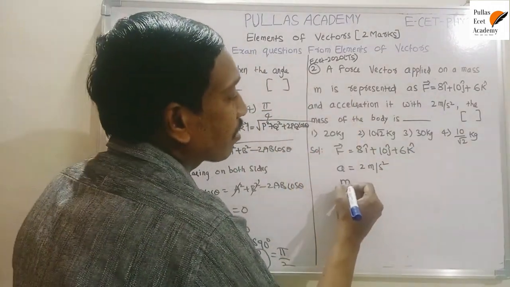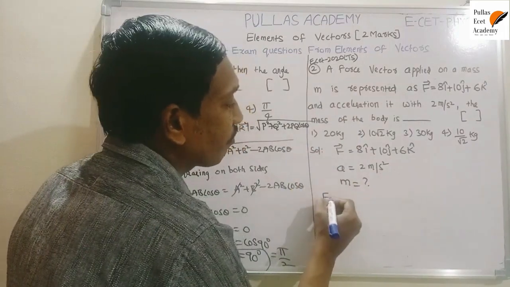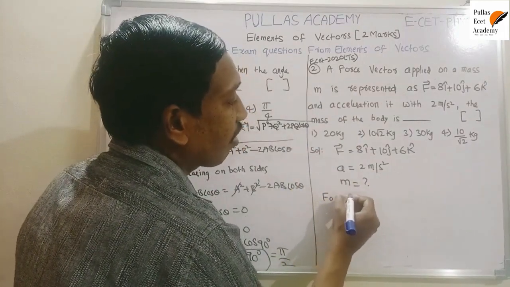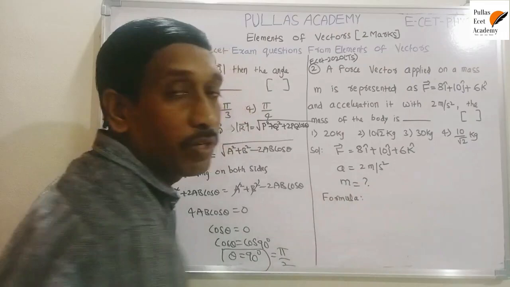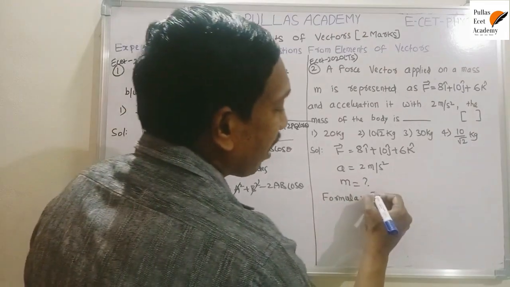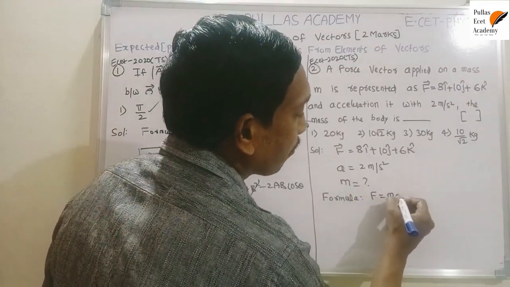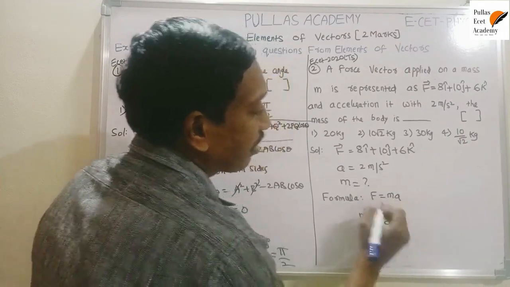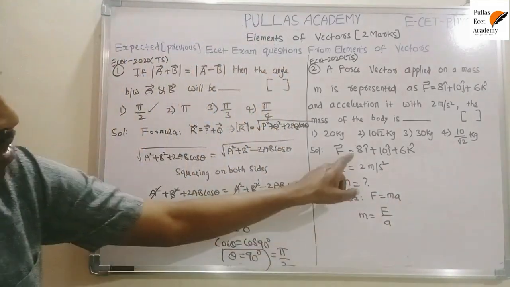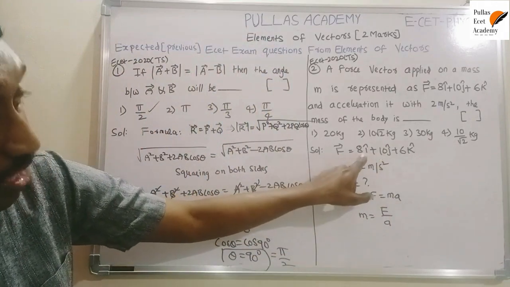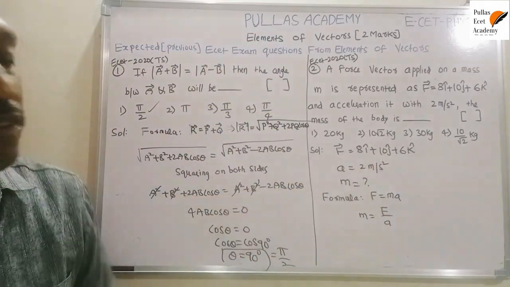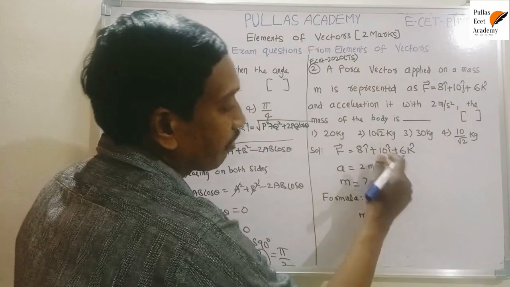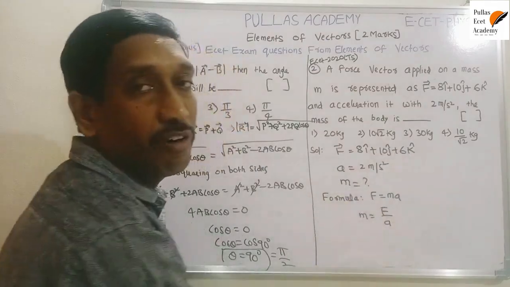What is asking? Mass is asking. Now what is the formula for mass here? According to Newton's second law, F is equal to ma. The actual formula is F equal to ma, but we need m equal to F by a. Here we have the force in vector form, but we need the magnitude of force. First find the magnitude of force, substitute in the formula, and you get it.